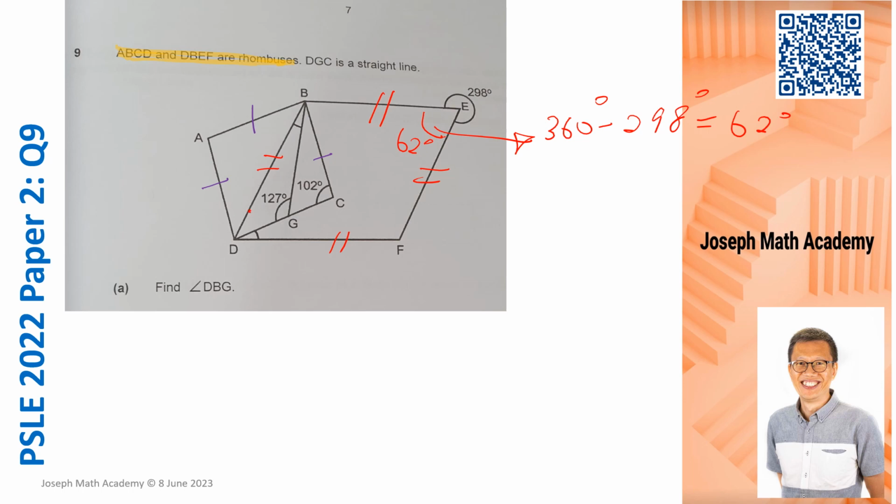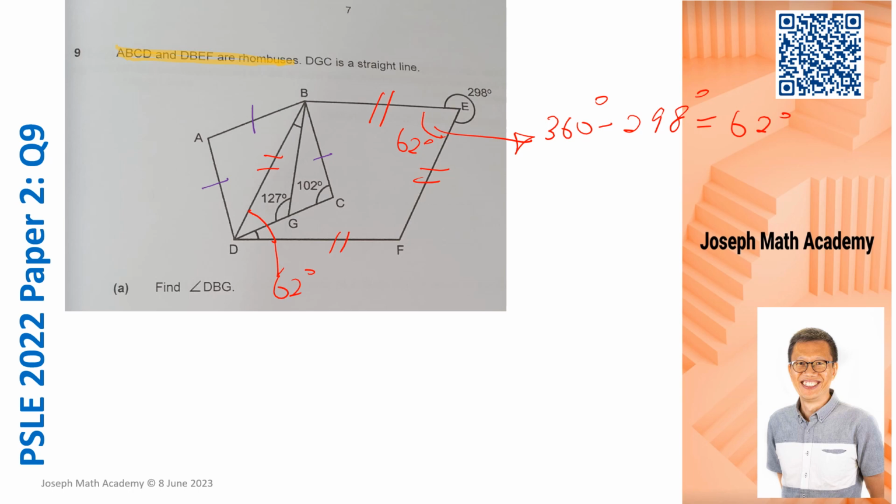Now, this is also 62 degrees because of the property internal opposite angles in a rhombus should be the same. So angle BEF, 62 degrees, should be the same as angle BDF. Internal opposite angles are equal. Now I'm going to use the rhombus ABCD.